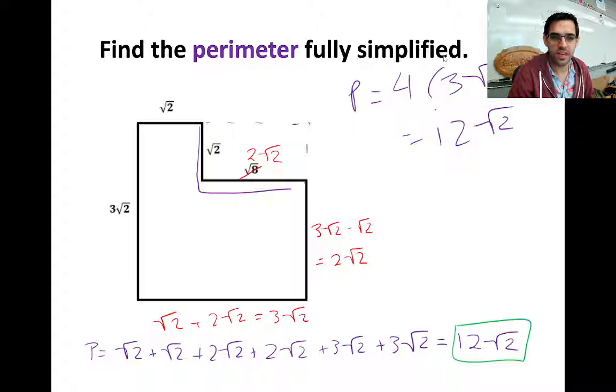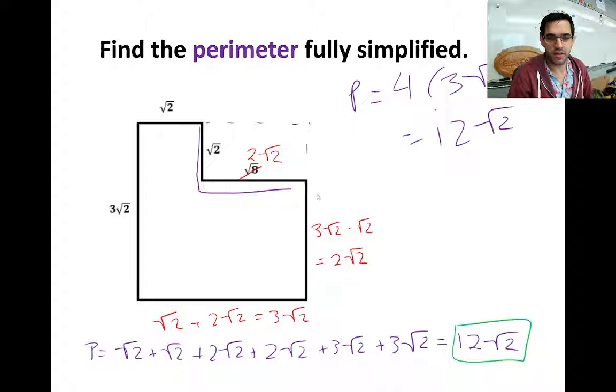Alright, so if I gave you a shape like this and I said, hey, what's the perimeter, fully simplified? First of all, I would say if you have any radicals that aren't simplified, do that first. So in this case, we have the square root of 8 as one of our side lengths. I would just cross that off and replace it with 2 root 2. So to find the perimeter after that, we want to find all the sides and add them up.